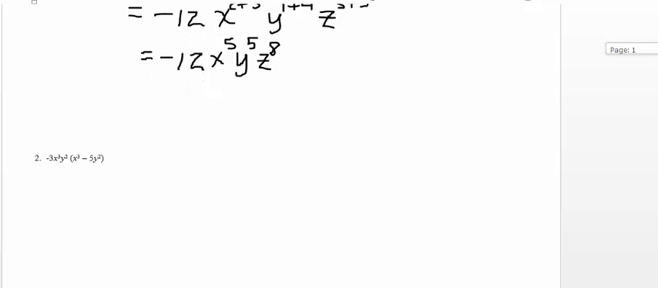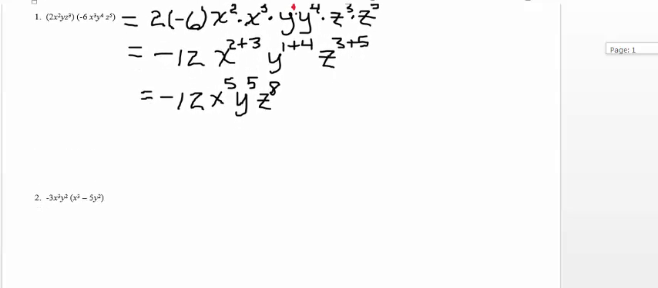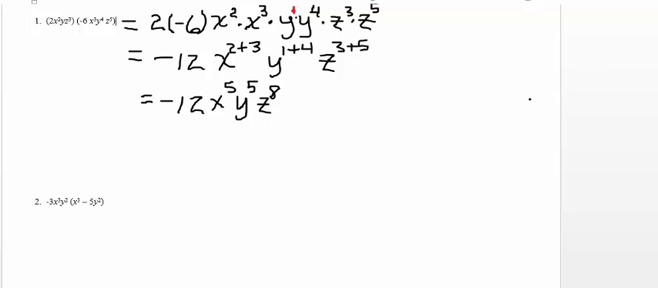Okay, the next problem, we're multiplying a monomial times the polynomial x cubed minus 5y squared. And here we're simply going to be using the distributive property. So we're going to be multiplying negative 3x cubed y squared times x cubed. We're going to subtract from that. I'm copying this subtraction sign.